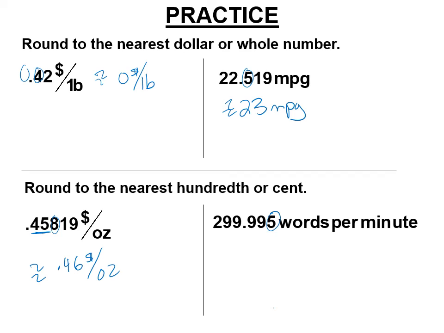Here we go. This is one of those. So this 5 makes this 9 go up, which makes that 9 go up, which makes that 9 go up. And hopefully you realize that this is approximately 300.00 words per minute. Now I wrote all those extra zeros because it says nearest hundredth, so you want to write all the zeros until you get to hundredths. So the 5 makes that 9 go up, which makes that go up, which makes that go up, which makes that go up to 300.00 words per minute.